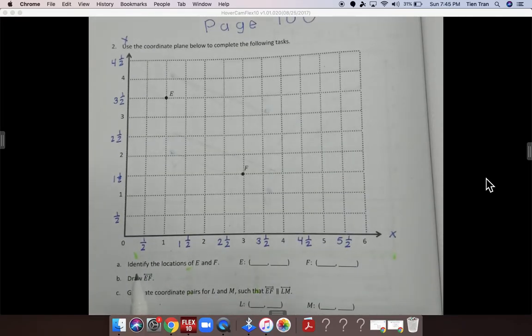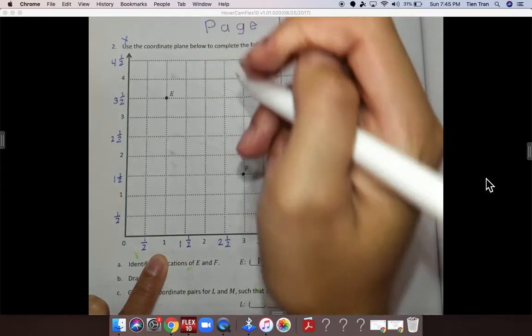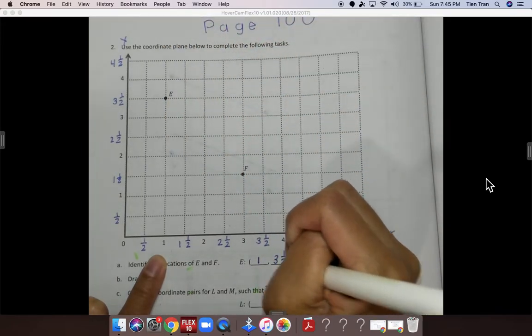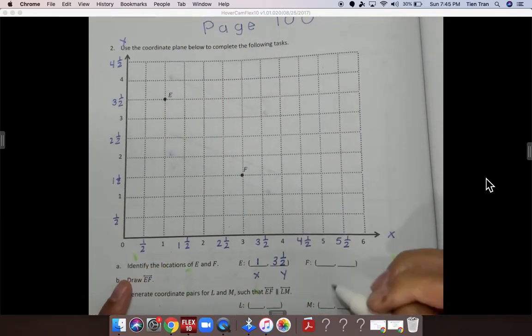So the first question says here, identify the locations of E and F. So right here, I have E and I have F. For E, I'm going to move over to 1 on my X coordinate, and then I'm going to move up to 3 and 1/2 for my Y coordinate. So I have X and Y.